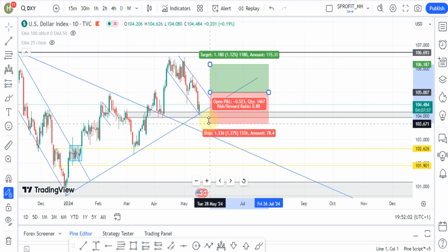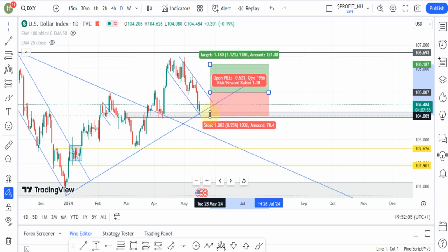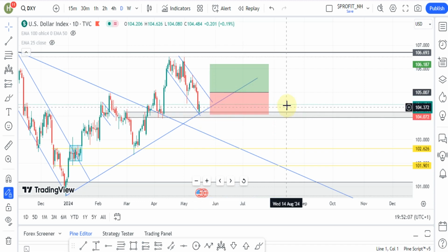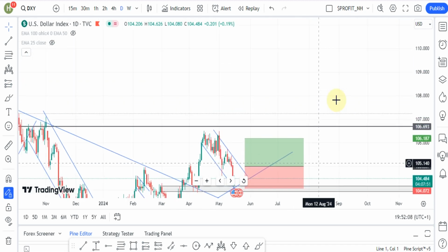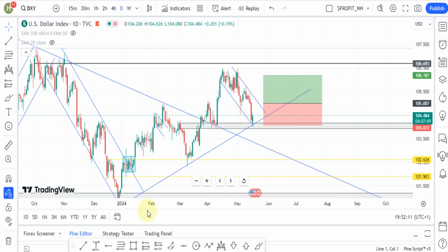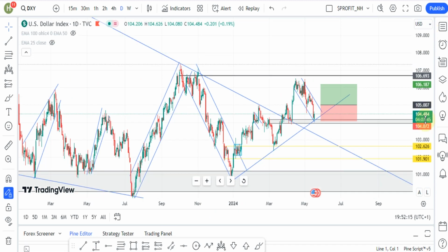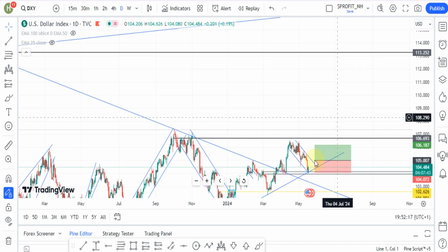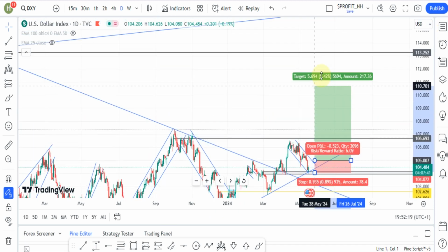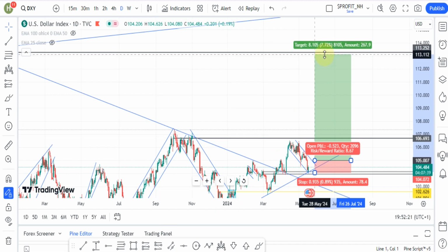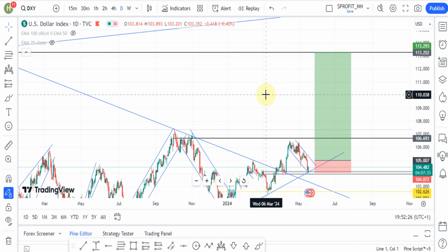Stop loss just below this area. Then my take profit probably should be all the way up here. This is the daily time frame. That's probably where my take profit should be.